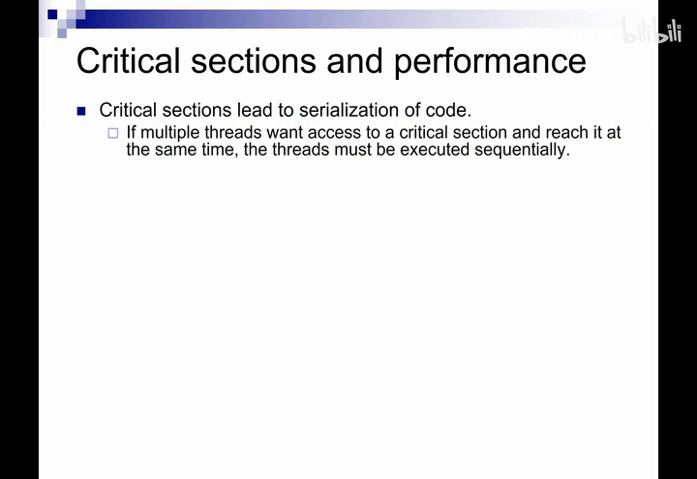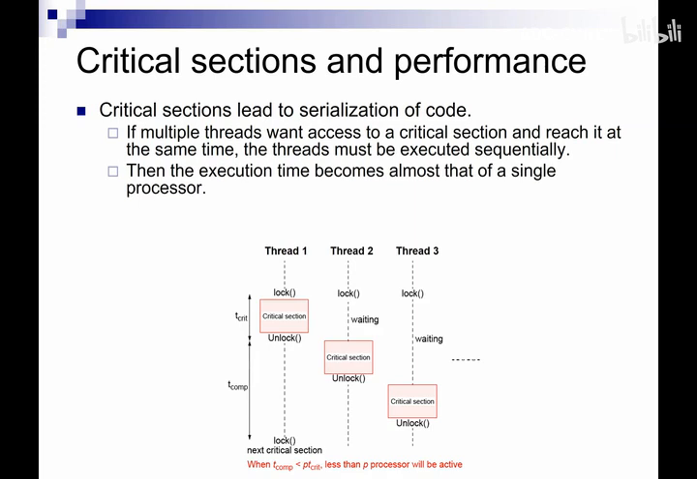The reason is that when you use a critical section, you're actually going to serialize your code. If you have a critical section here, then only one thread can run this critical section at a time. So if you have several threads that all need to go through this critical section, then they have to go through it sequentially, one after another. You see that there's no parallelism whatsoever in the critical section.